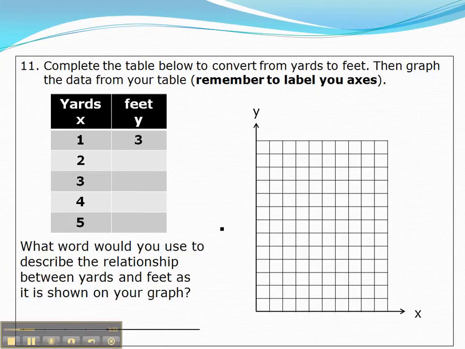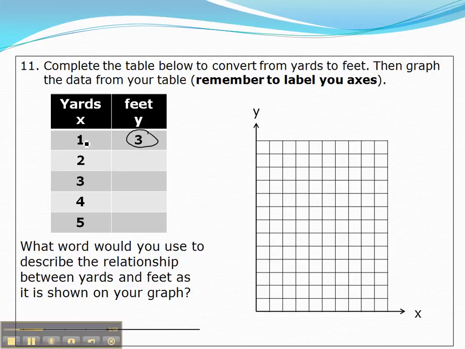Problem 11 asks us to complete the table below to convert from yards to feet. Then graph the data from your table. Remember to label your axes. So we have a lot to do here. First, we need to complete this table. They've given us the first conversion, 1 yard equals 3 feet. If they hadn't given us this value, we could find it on our math chart if we didn't know it off the top of our head.